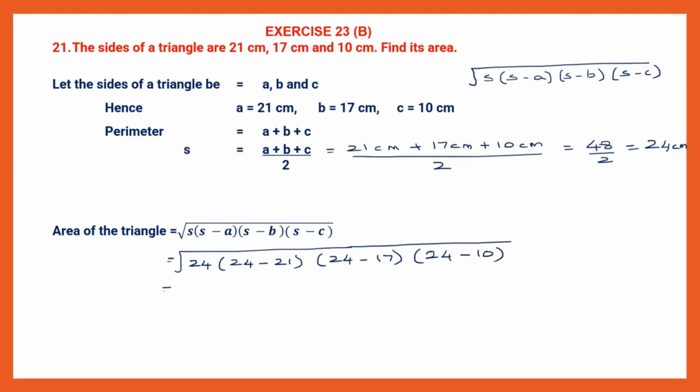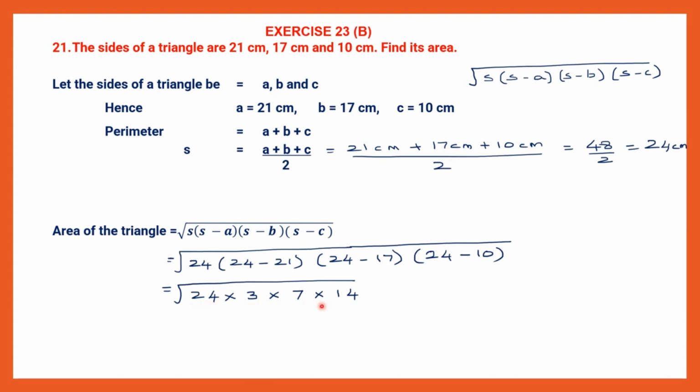Now we are going to work this out. So this will be the square root of 24 into 24 minus 21 is 3, into 24 minus 17 is 7, into 24 minus 10 is 14. So we have this here. Now, listen very carefully. We have to find the square root of all these numbers. First, we need to break this up into its prime factors. Now 3 and 7 you don't have to break up. They're already prime numbers.